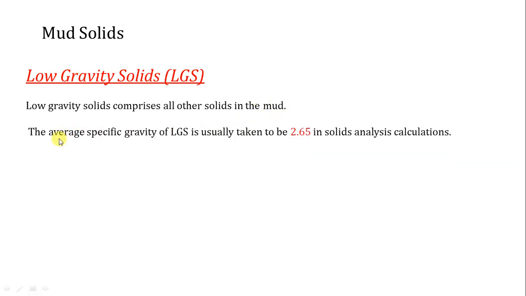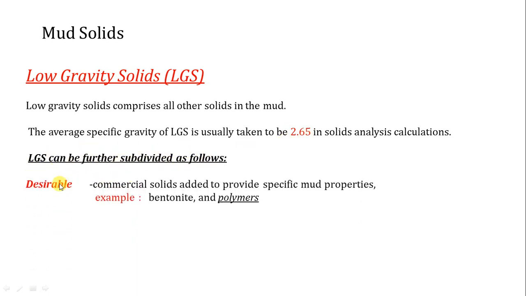Number two, there is a very important thing called low gravity solids, or LGS. The low gravity solids comprise all the other solids in the mud. Some are commercial or desirable, and others are not desirable. The average specific gravity of low gravity solids is plus or minus 2.65. Low gravity solids can be further subdivided as desirable or undesirable.